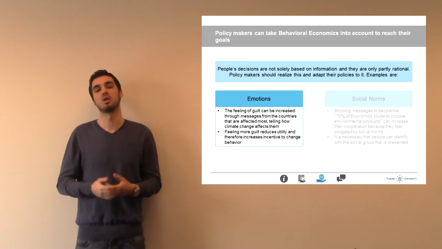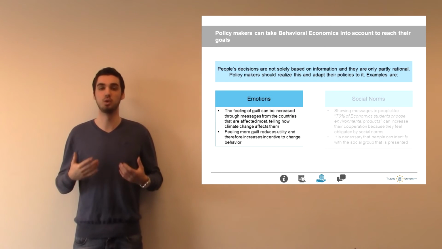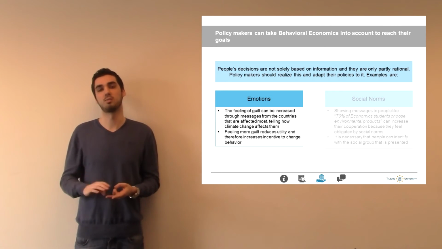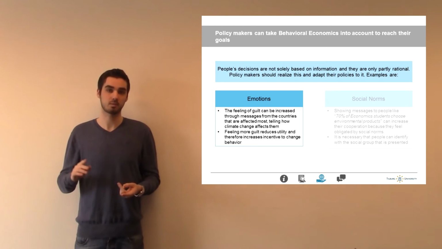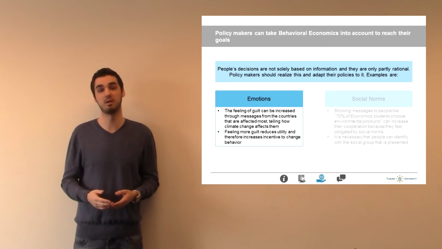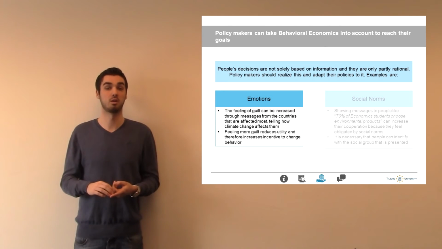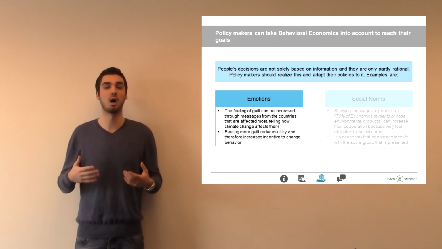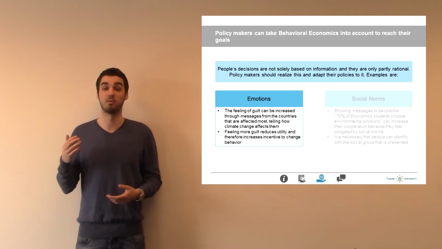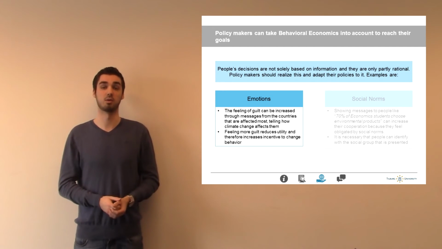So now the question arises, how can policymakers make use of behavioral economics to reach their goals? And we can show this by two subsets. So first, emotions. The feeling of guilt, as we just explained, can be used by messages from the countries that are affected most. So they can tell how climate change affects them and affected people in order to let them feel guilt and change their behavior accordingly.